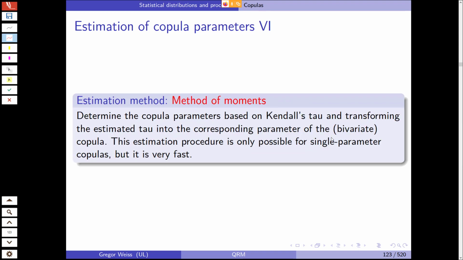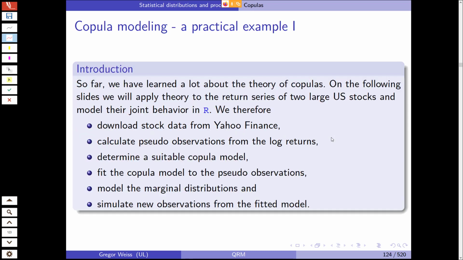Okay. And also, last but not least, we have the method of moments, which is you take, for example, Kendall's tau or Spearman's rho, and you estimate the copula parameters by matching the Kendall's tau of your model to the one that you can estimate from your data. Very simple, very fast, but it can only be done for single parameter copulas. So that's a disadvantage.